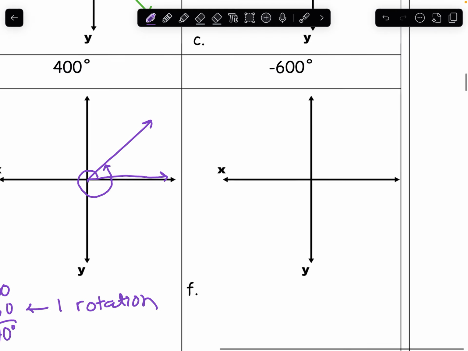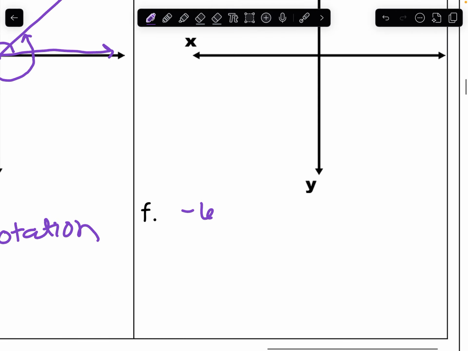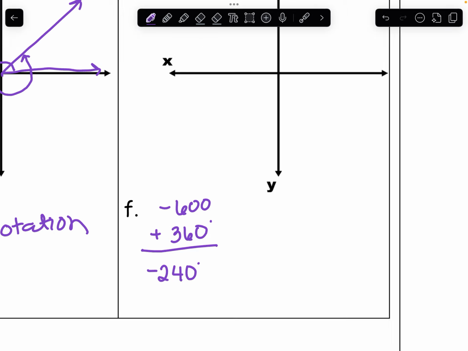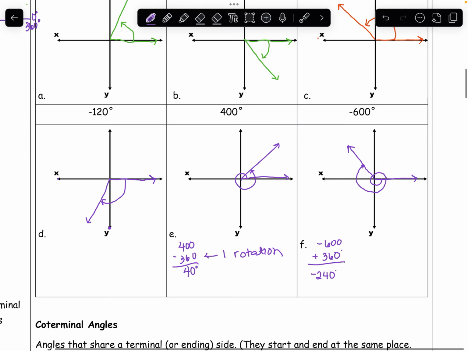Okay, our next one we have negative 600 degrees. So I'm going to take my degree and add 360. That is one full rotation, which will give me negative 240 degrees. Well, that's between 0 and negative 360. So again, we start with our initial side. We go clockwise because of the negative angle. So there's 360, and then I have negative 240, and that would create my angle in standard position.